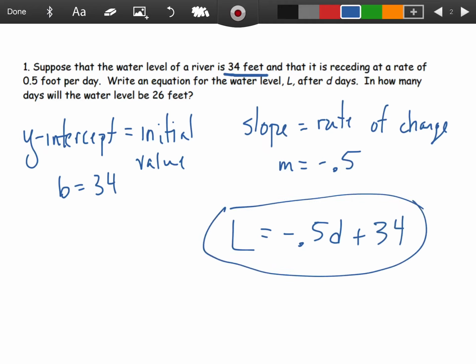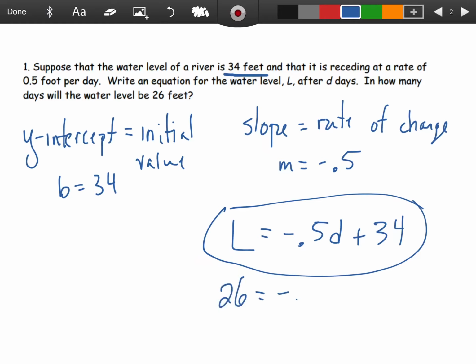Now let's answer: in how many days will the water level be 26 feet? I know that the water level is equal to 26. I'm just trying to find out how many days have passed by. So I use this equation, and now I just need to say, if I plug in 26 for L, what is going to be my d? How many days have passed by?